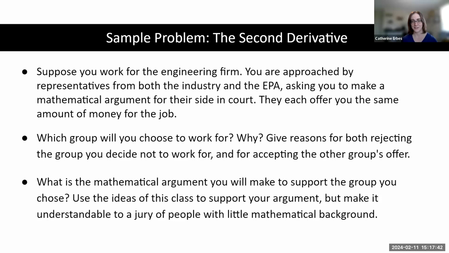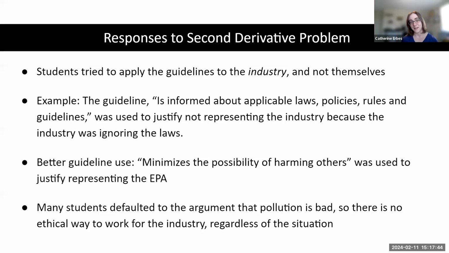The way that this played out was not really what I expected. When I gave them, and I think this was the first problem in which I had given them the guidelines to reference, most of the students applied the guidelines to the industry and not to themselves. So they weren't interpreting them as guidelines for them as a mathematical practitioner. So for example, one of the guidelines says that the ethical mathematical practitioner is informed about applicable laws, policies, rules, and guidelines. Several students said, well, the industry is clearly not informed about these things, and so it's not ethical for us. And so they're not being ethical. So I will not choose to represent them.